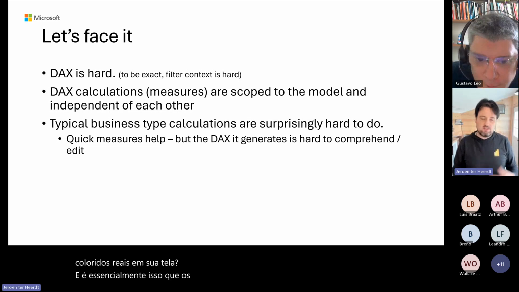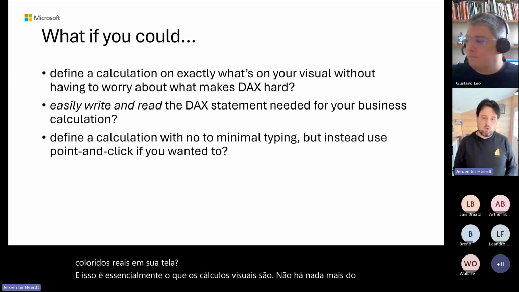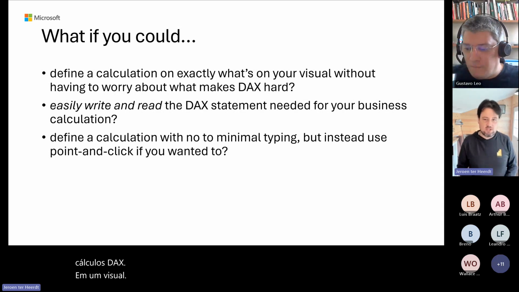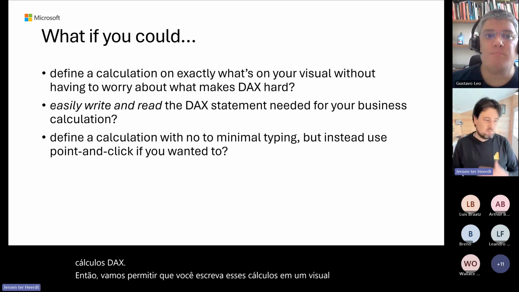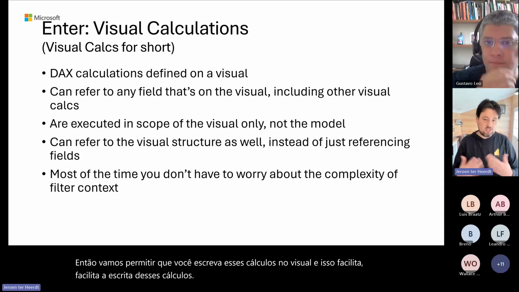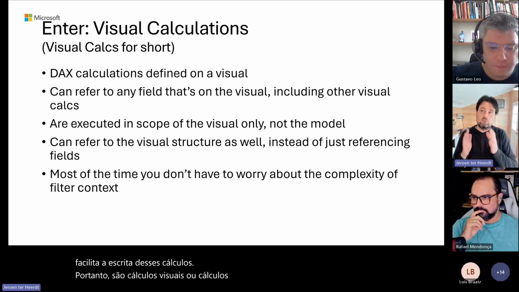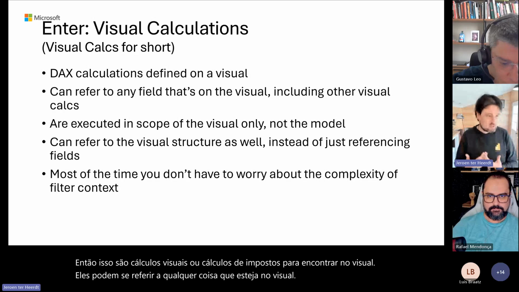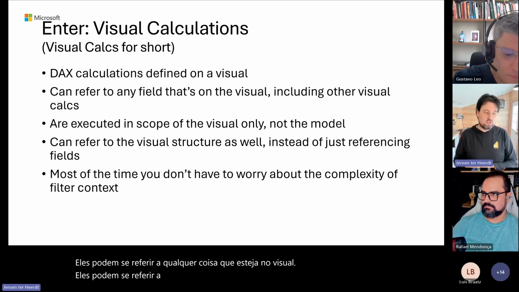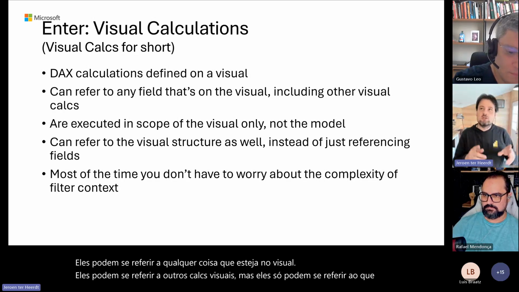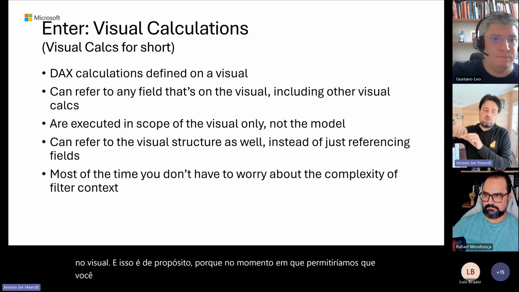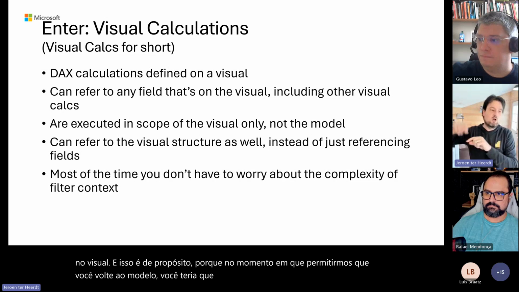They are nothing more than DAX calculations on a visual. So we will allow you to write these calculations on a visual, and that makes it easier to write these calculations. So visual calculations are DAX calculations defined on a visual, and they can refer to whatever is on the visual. They can refer to other visual calcs, but they can only refer to what's on the visual. And that is on purpose, because the moment we would allow you to reach back into the model, you would have to think about this complexity of the model again, because the model comes back into play.